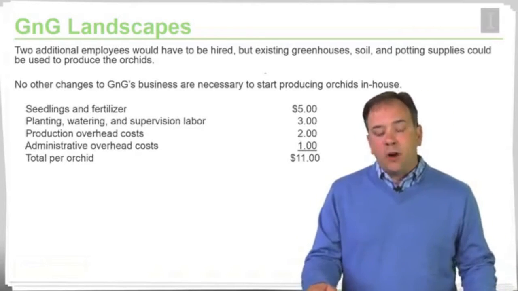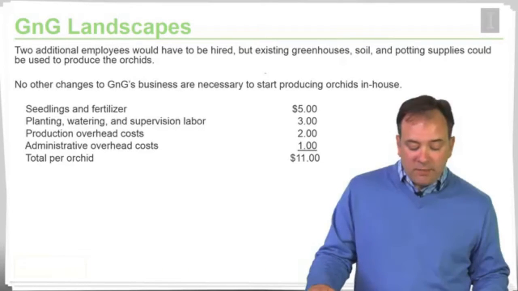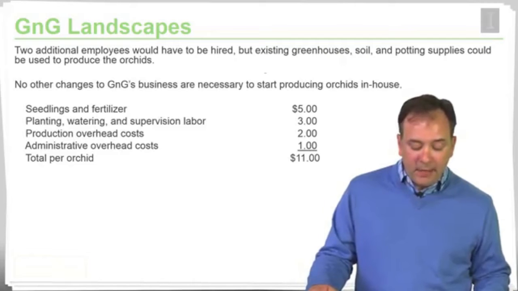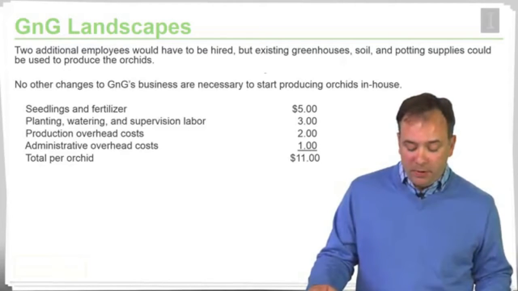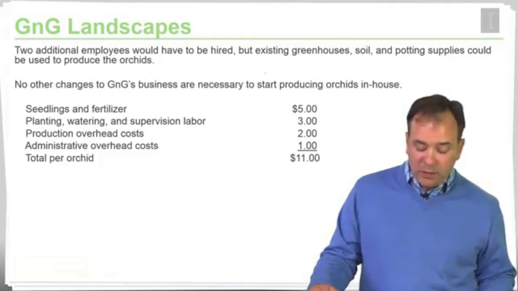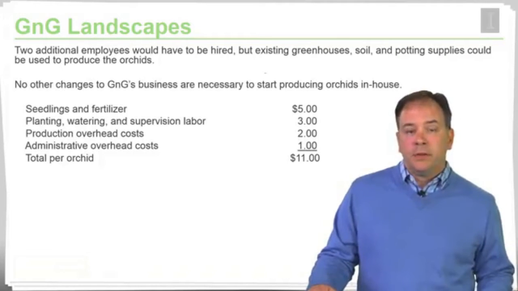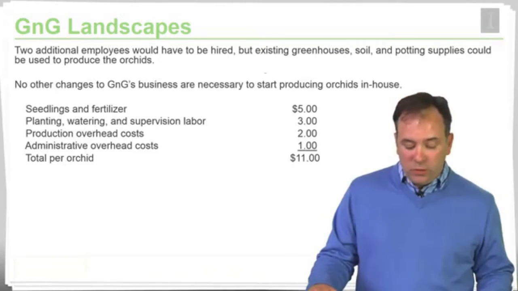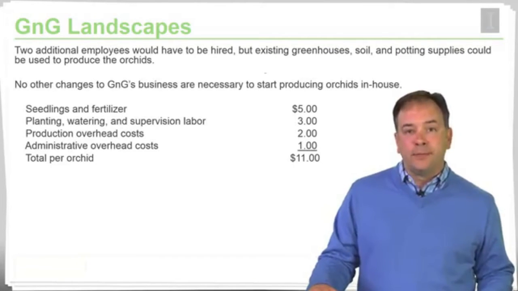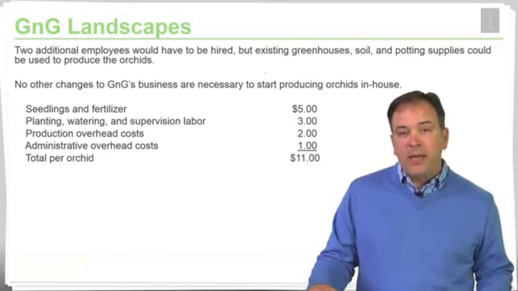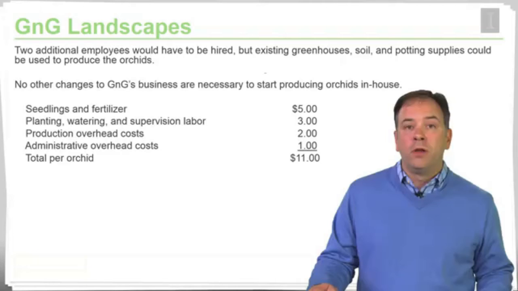In terms of predicted costs, the seedlings and fertilizer would be $5 per unit. The planting, watering, and supervision labor would be $3 per unit, and the production overhead costs would be $2 per unit. The organization would also allocate administrative overhead costs to the orchids at $1 per unit. This 5 plus 3 plus 2 plus 1 equals $11 total per orchid.